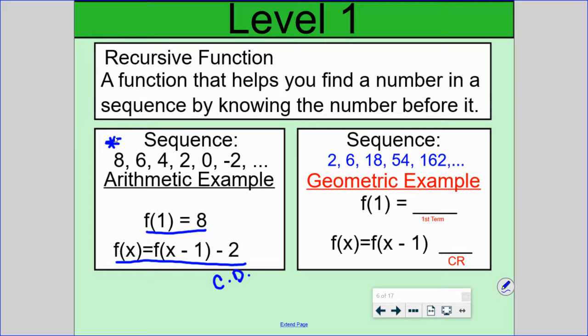Now with the geometric sequence, we're going to have a constant ratio. It's the number we're multiplying every time. But with our recursive functions, we still state our first term in the sequence. Our first term in this sequence is 2. And what is happening every time? We are multiplying by 3. So our recursive function is saying that for any number in the sequence, it's equal to the number before it times our constant ratio, which in this case was 3.